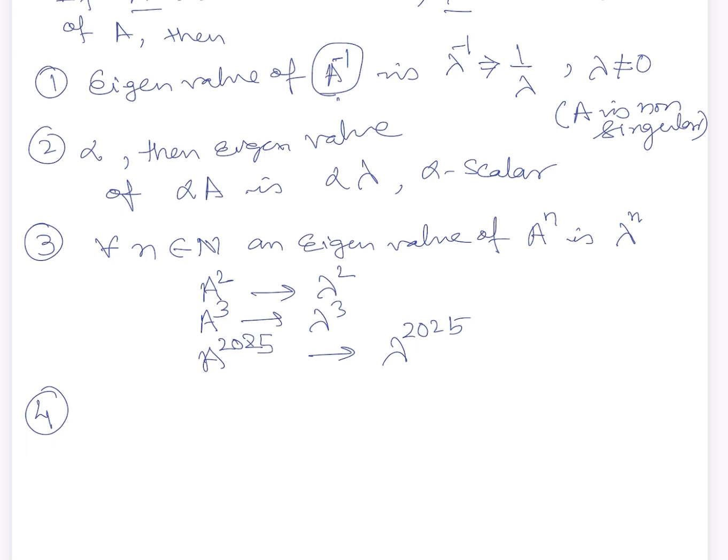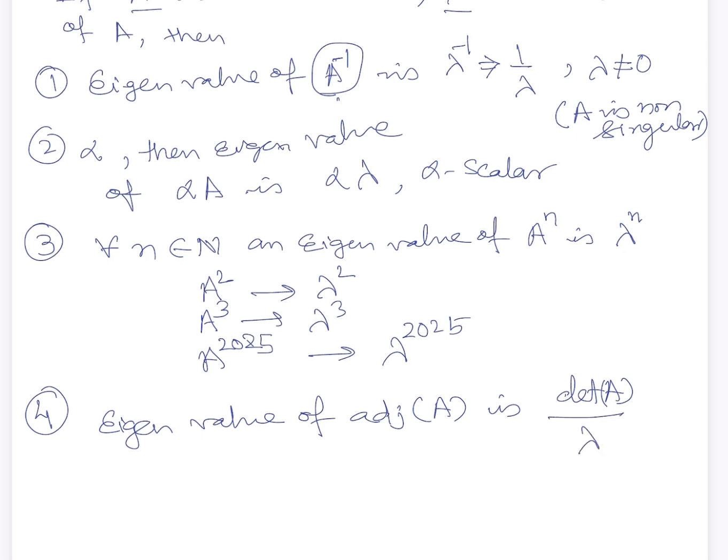And one more: the eigenvalue of the adjoint of A is determinant of A divided by lambda, provided lambda is non-zero, right? So these are all some listed properties.